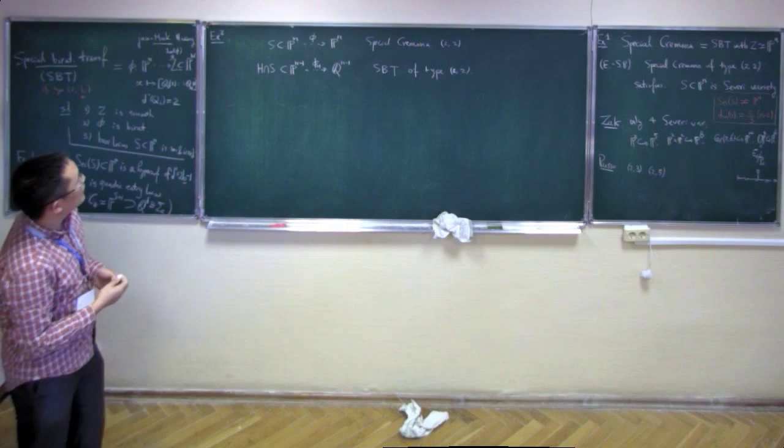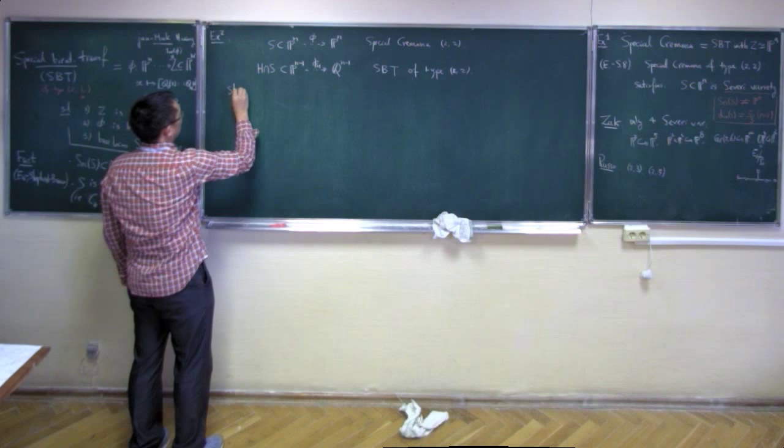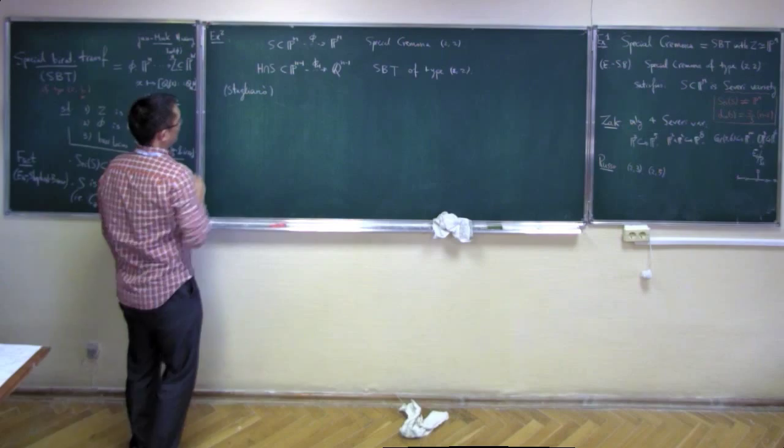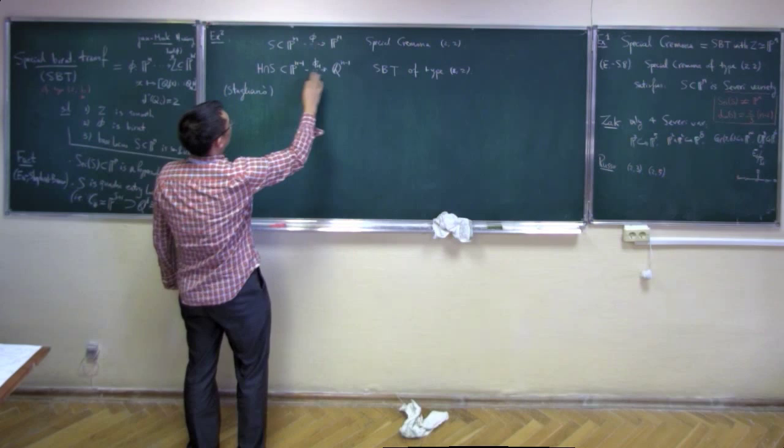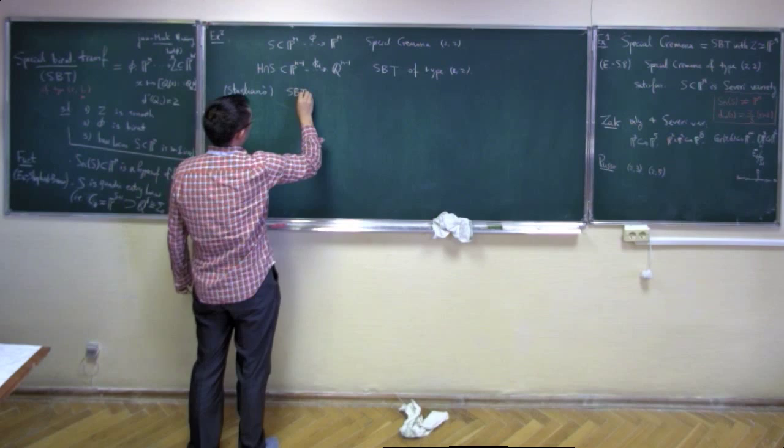In fact, the converse is also true, shown by a PhD student, a former student of Hulek. In fact, he showed that, extending this result to the setting of P^(n-1) to Q^(n-1), a special birational transformation of type 2-2.